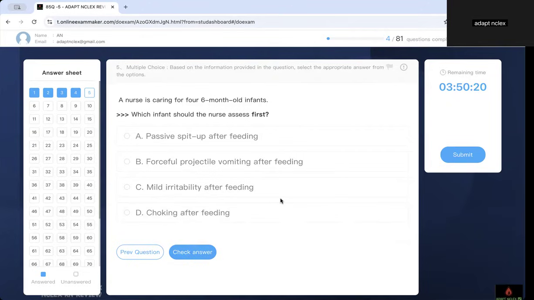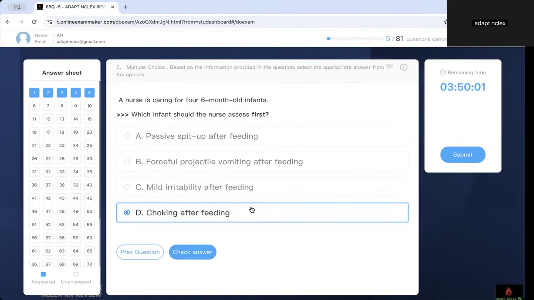What concept is that? Mild irritability after feeding. What do you think? Choking after feeding. Guess what? All of them are bad. Pause the video, put down your answer in a comment. But what do you think is the right answer? I can tell you, number 4 is the right answer.